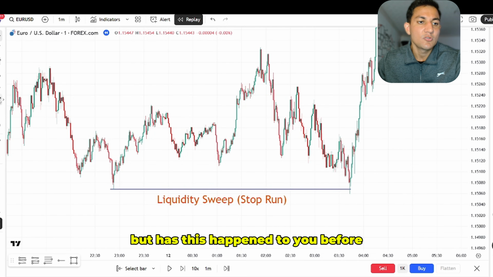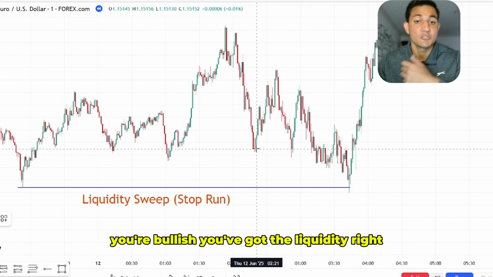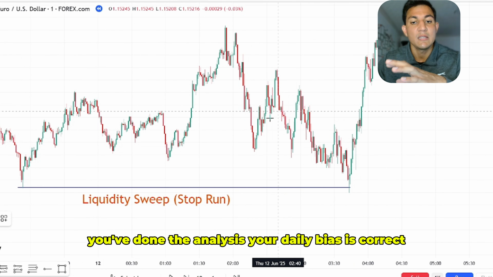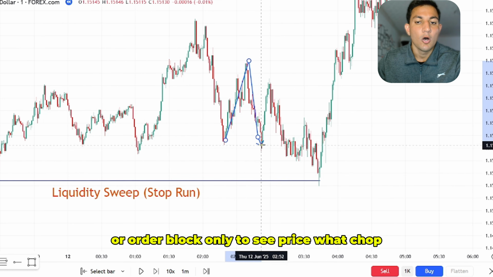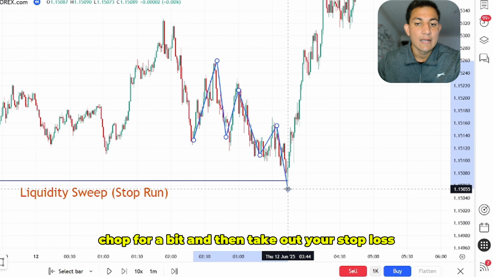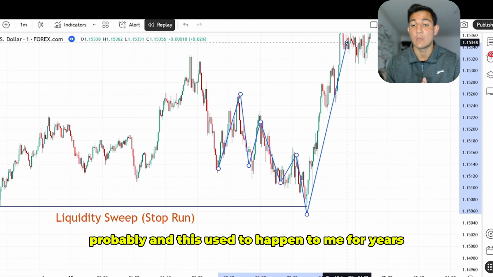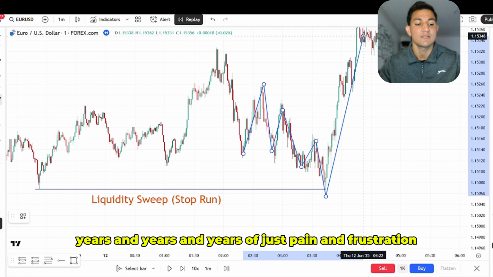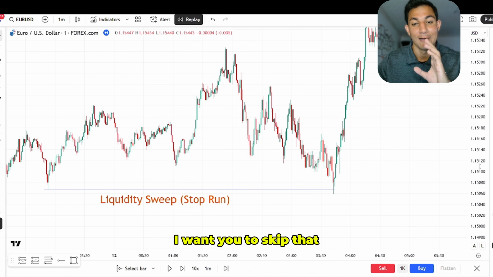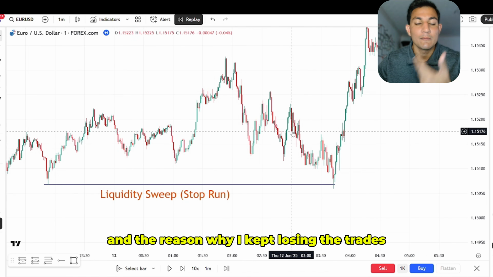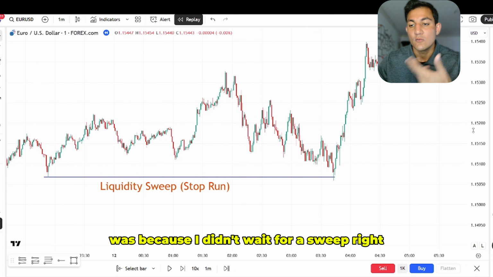But has this happened to you before? And it probably has happened to you. Let's just say there's an order block right here, right? You're bullish, you've got the liquidity, you've done the analysis, your daily bias is correct, and price comes off, and then you look to buy on some fair value gap or order block, only to see price what? Chop for a bit, and then take out your stop loss, and then go straight to take profit. Like, has that happened to you before? Probably, and this used to happen to me for years and years of just pain and frustration. And to be honest, those were some of the most miserable years of my life. I wanted to skip that, and the reason why I kept losing the trades despite having the right liquidity all the way over here, the right daily bias, was because I didn't wait for a sweep, right?